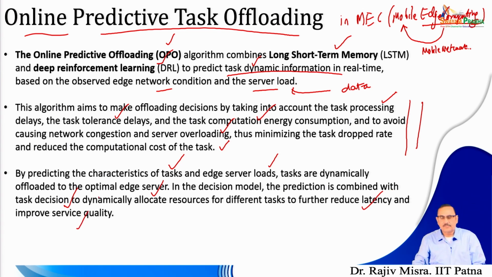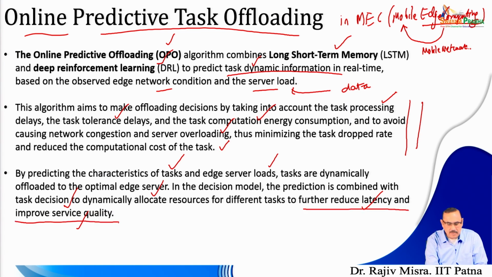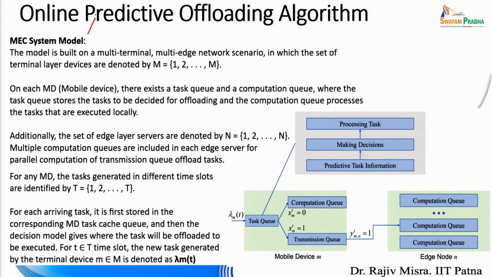Meaning to say that this particular prediction model is able to further reduce the latency. Whatever latency was being minimized without it, this will add further minimization to the latency and also improve the service quality. Therefore, online predictive task offloading will make this particular system, mobile edge computing, more functional, more affordable, or much better.